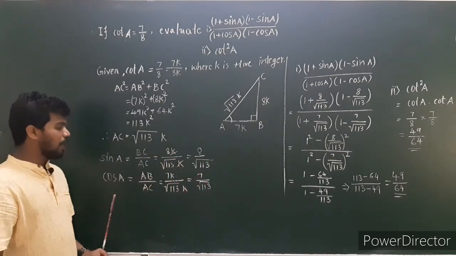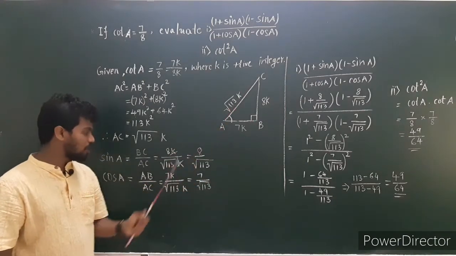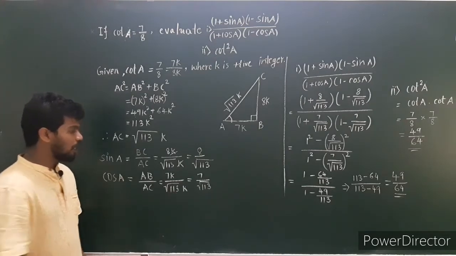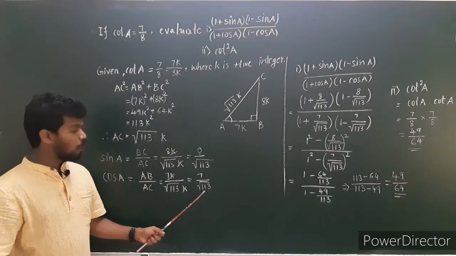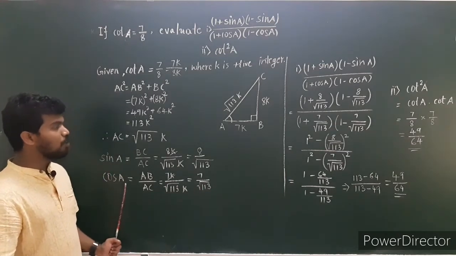So next cos A. The definition of cos, adjacent side by hypotenuse. So write 7k by root 113k. So k gets cancelled and the remaining is 7 by root 113. So sin A and cos A values you got.